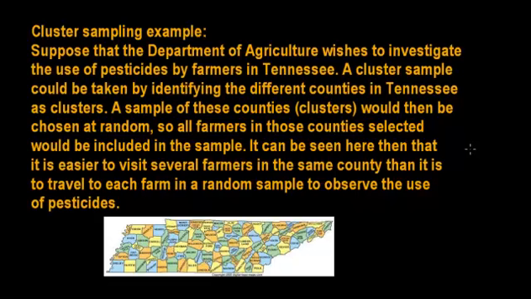We don't take all counties, but once we randomly select the number of counties we want, we take all in the county. It can be seen here that it's easier to visit several farmers in the same county than to travel to each farm in a random sample. So if we just randomly chose farmers in the state of Tennessee, we might be driving all over the place, right? But here, if we select certain counties, then we're just driving all around one county, including each farmer in that county in our sample. So that's the difference between cluster and stratified.